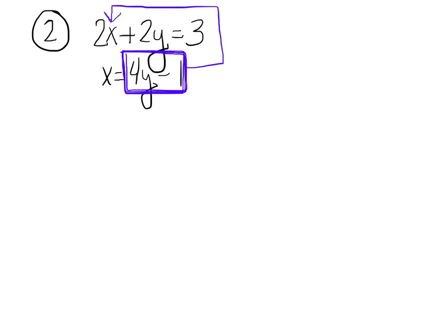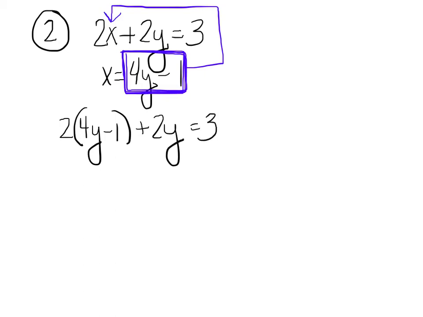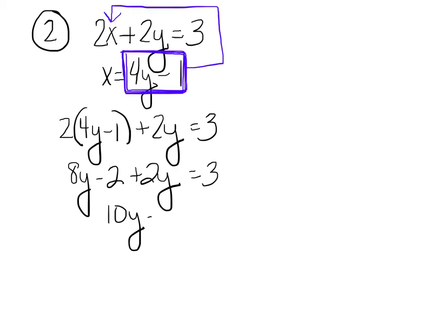Because you're taking 2 times x, we have to have parentheses. 2 times x. What is x? x is 4y minus 1. Copy the equation down. Notice that this is what you plugged in. This is the 4y minus 1 that you plugged in for x. Solve the equation. 2 times 4y minus 1 is 8y minus 2 plus 2y equals 3. Add like terms. 10y minus 2 equals 3.